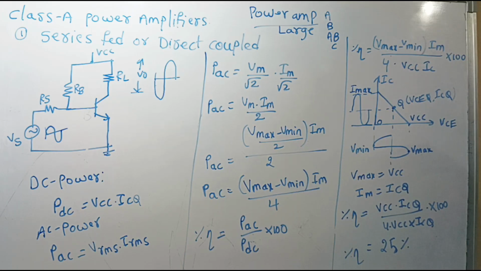For each and every power amplifier we have to find the efficiency. Efficiency is nothing but PAC by PDC into 100. Percentage of efficiency is PAC by PDC into 100. That we have to find.